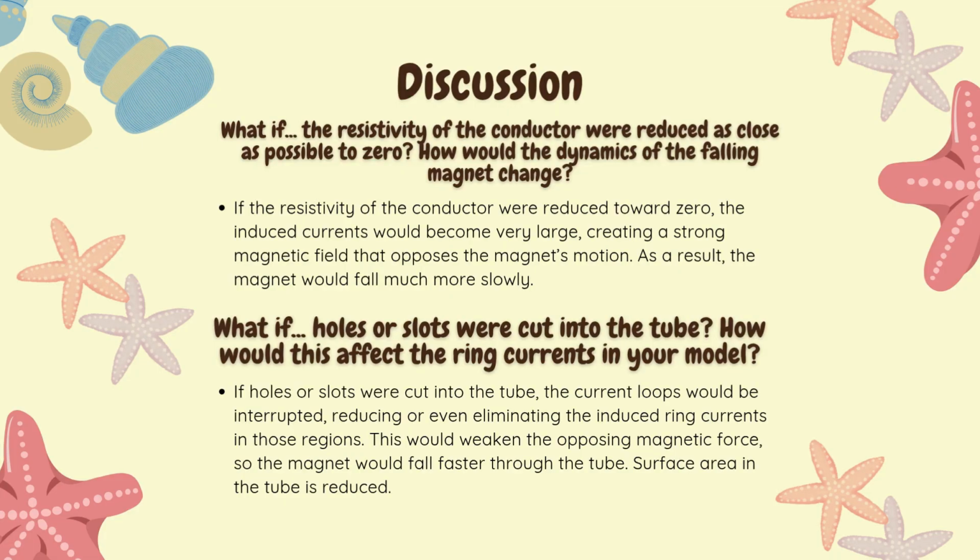However, what if we cut holes or slots into the tube? How would this affect the currents in the ring? Well, if holes or slots were cut into the tube, the current loops would be interrupted, reducing or even eliminating the induced ring currents in those regions. This would weaken the opposing magnetic force, so the magnet would fall a lot faster through the tube. So the complete opposite of the discussion question above. And then remember, this is because surface area in that tube is reduced.